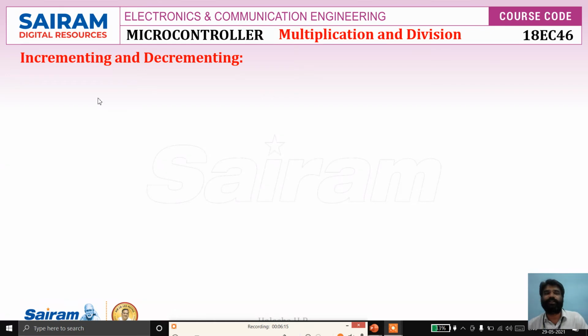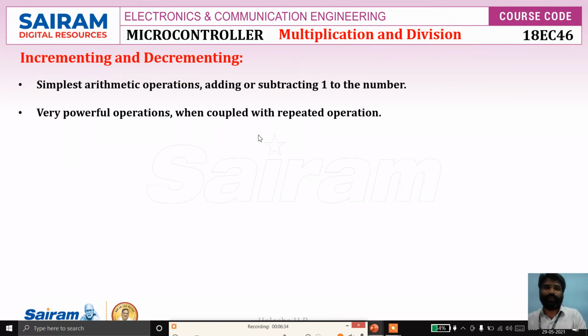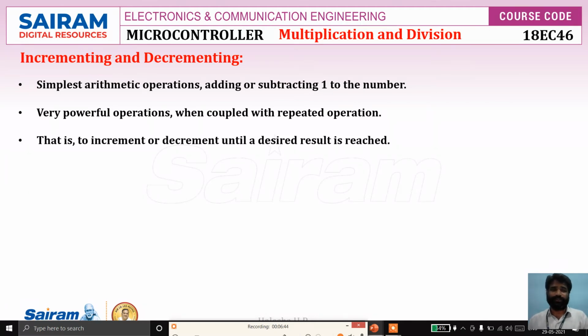Now we'll see the fourth set of arithmetic instructions, that is incrementing and decrementing. It is a simple arithmetic operation. Incrementing means adding 1, decrementing means subtracting 1 from the number. It is a very useful operation when coupled with a repeated operation. If you want to repeat some set of operations, it is most useful, to increment or decrement until a desired result is reached.